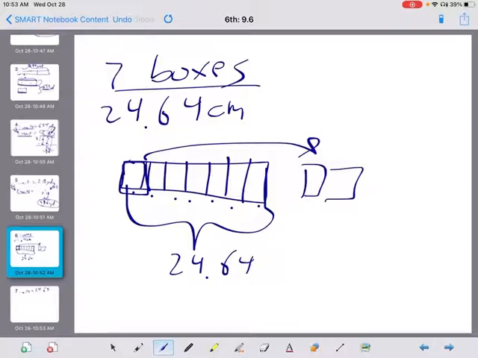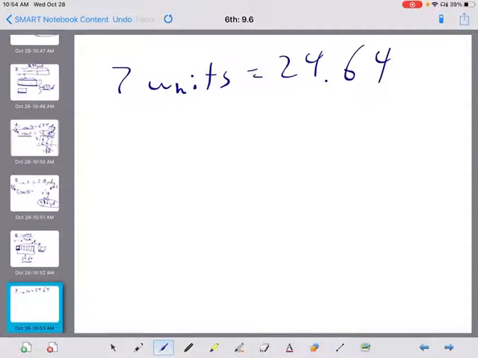Yeah, you're going to have to divide by 7 to get this, and then you have to multiply that by 9 to get what 9 of them is. It's obviously going to be more than 24 and 64 hundredths. So I have to divide by 7, divide by 7. All right, so this is 1 unit. That's the easy part.